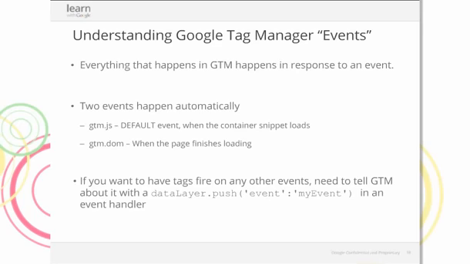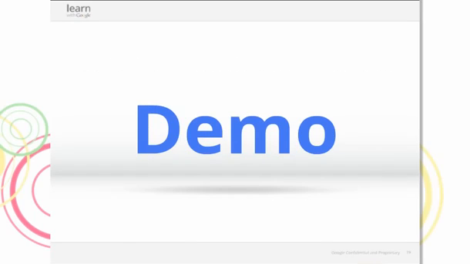If you want to have tags fire on any other events, you need to tell GTM about it in the data layer.push event, in an event handler. For further details on Google Tag Manager events, you can find them in the developer's docs, found in the resources widgets that Sarah referred to earlier.